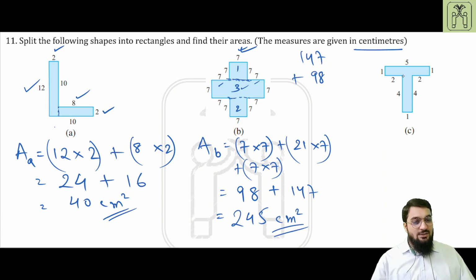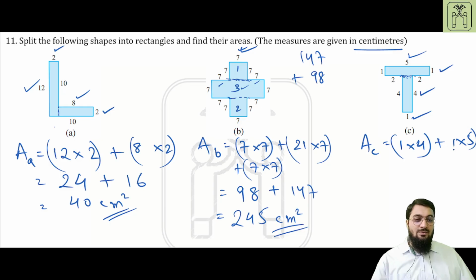Coming to the next question, part C. What will you do over here? You have the width, you have the length, no problem. Next part, over here you have the length, you have the width, no problem. Area of part C will be 1 into 4 plus 1 into 5. That is 1 into 4 is 4 and 1 into 5 is 5. So 5 plus 4 will give you 9 centimeter square.